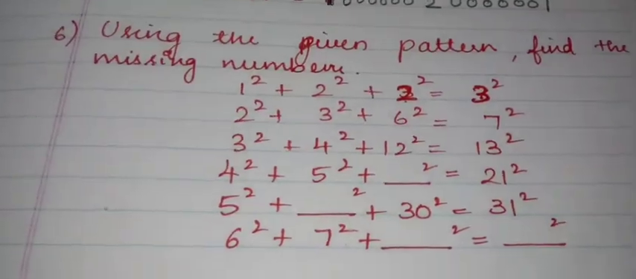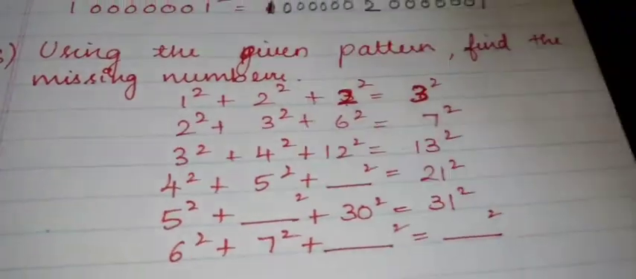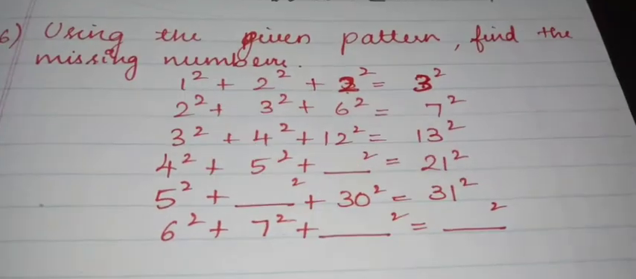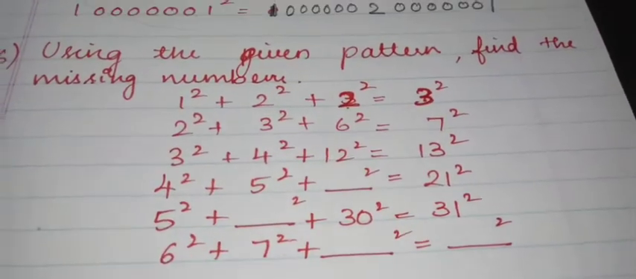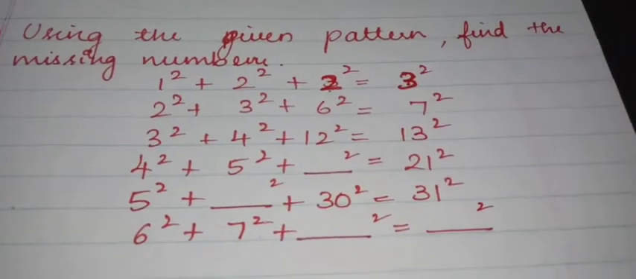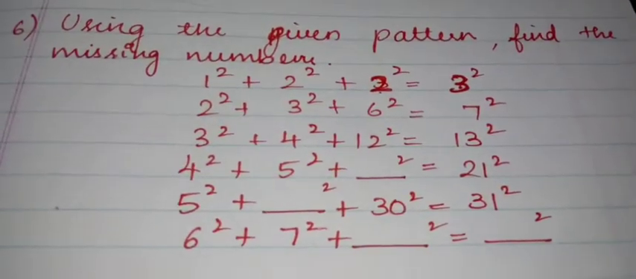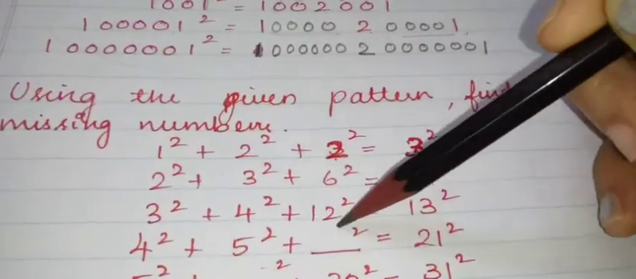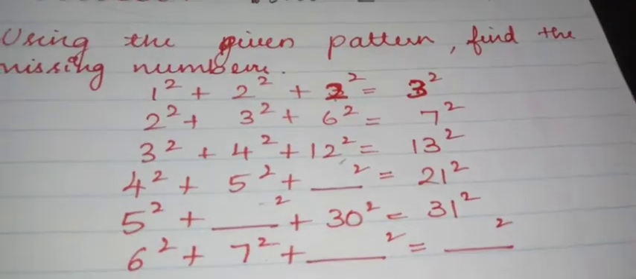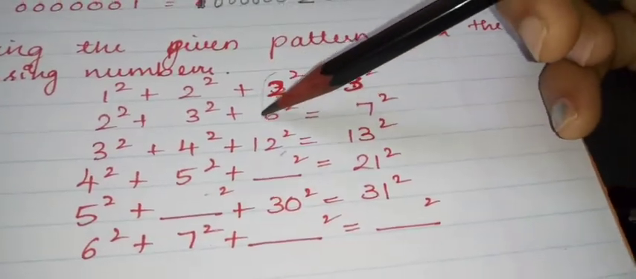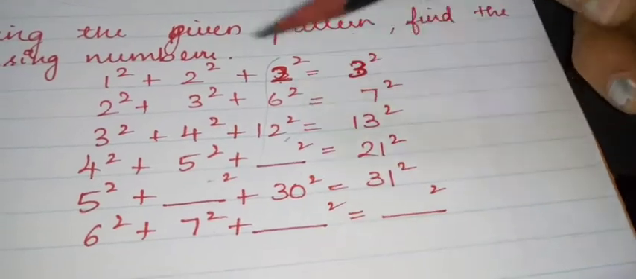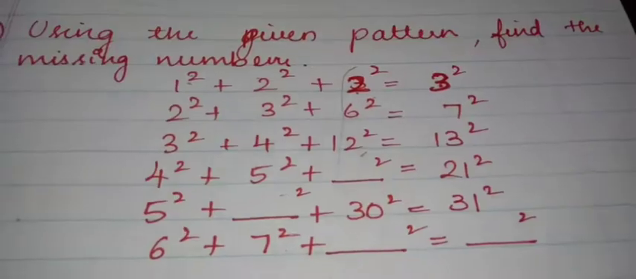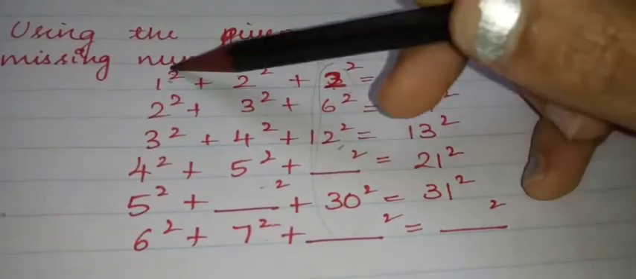Okay, now we are going to deal with our sixth problem. Using the given pattern, find the missing numbers. Here also we are going to find the missing numbers. See, on the right side of the question, there is one blue color box to find the pattern. There is a hint given. What does the hint mean? Third number is related to first and second number. How?